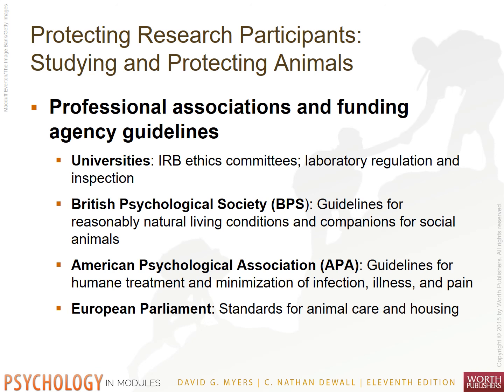And Britain has an organization that looks at the social welfare of animals called the British Psychological Society. Obviously, in America, we have the APA, the American Psychological Association, that looks for the humane treatment and the minimization of harm to animals. And even European Parliament has set standards for animal care and housing. So there's a lot of safeguards and a lot of regulations there to protect animals. Could we be doing more? Obviously, you can always do more. I think there's always a reason to revisit this and update this, but there's a lot of protection for animals there, and most animals are being treated as humanely as possible.